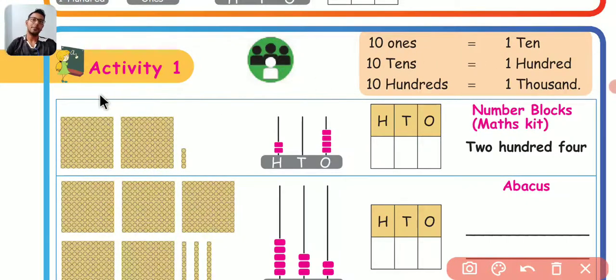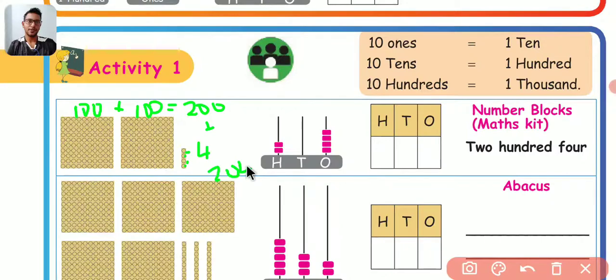Here we have number blocks. In this circle, how many numbers are there? 100 numbers are there. In this circle, how many numbers? Yes, 100. Here how many circles? 1, 2, 3, 4. 4. So 100 plus 100, 200. 200 plus 4, 204. Yes. So this is in number blocks.